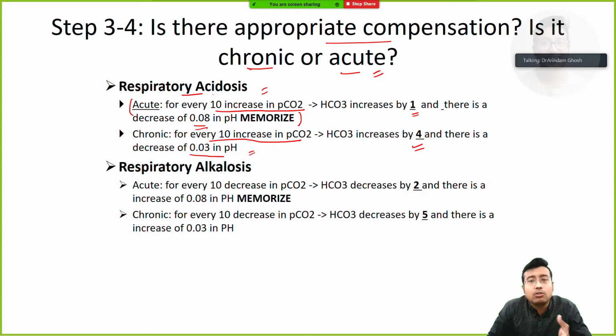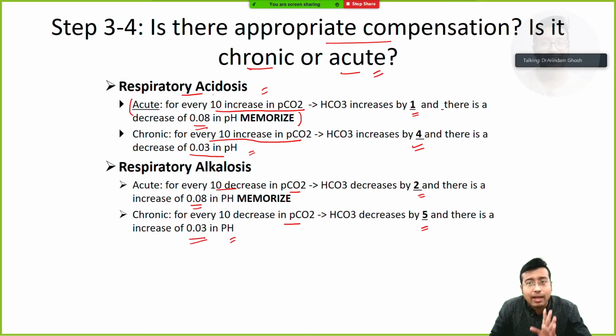If you remember acidosis, alkalosis is not the same, each and every formula is different. Look, in respiratory alkalosis, if it is acute, what happens? For every 10 decrease in PCO2, bicarbonate decreases by 2 and there is an increase in pH by 0.08. Again, you have to memorize. And for chronic, every 10 decrease in PCO2, bicarbonate decreases by 5 and there is an increase in pH by 0.03.